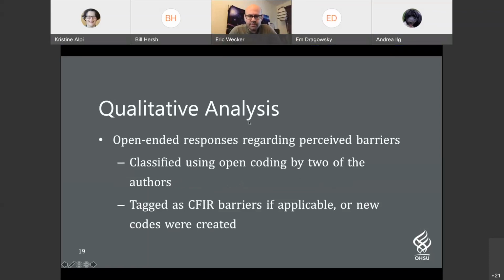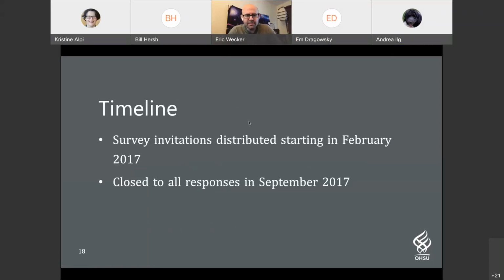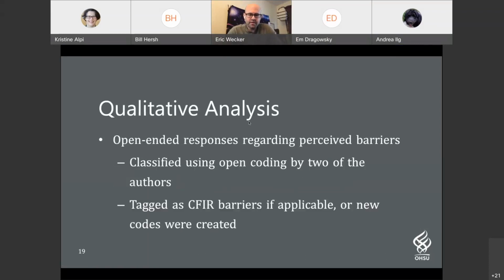All right. So anyway, you can read this for yourself. They closed all responses in September 2017. There were open-ended responses about the perceived barriers, and the authors used qualitative methods to identify the relevant themes. Two of the authors used some open coding, and they went through and tagged these responses as either the predefined CFIR barriers, or they made a new code to identify a new barrier if they thought that was appropriate.